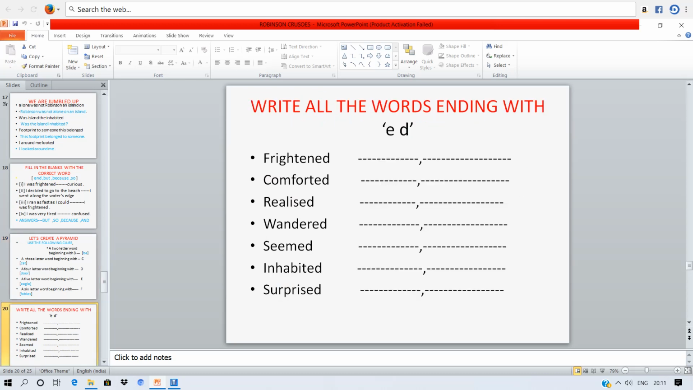Come on. See here, children. What you have to do here? You have to write all the words ending with -ed from this lesson only. For example, I have written frightened, comforted, realized, wondered, seemed, inhabited, and surprised. You have to write 2 times. Okay? And you have to search a few more words from the lesson. This is not all, but a few more words you have to search from the lesson.